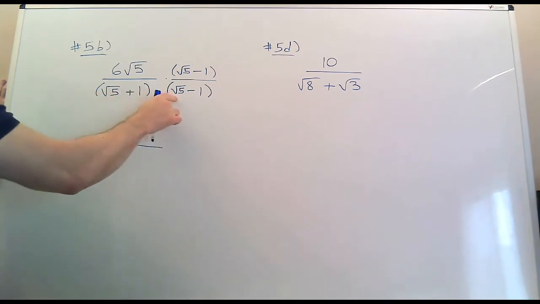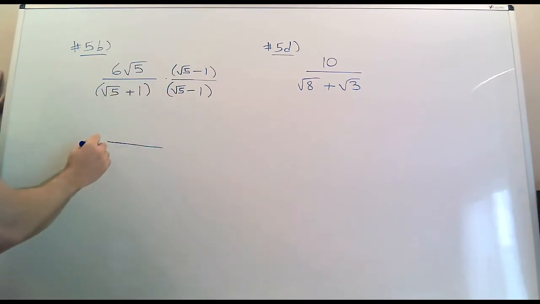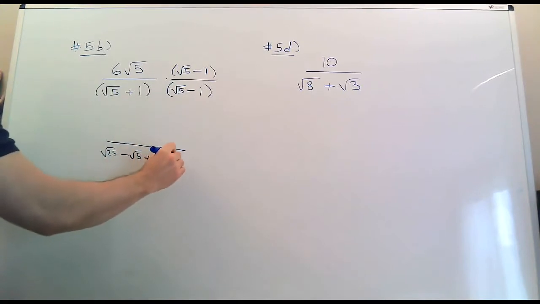The bottom requires that you FOIL, right? Again, first, outer, inner, last. I want to see all 4. Radical 5 times radical 5 is radical 25. Radical 5 times negative 1 is negative 1 radical 5. 1 times radical 5 is positive 1 radical 5. And then 1 times negative 1 is negative 1.